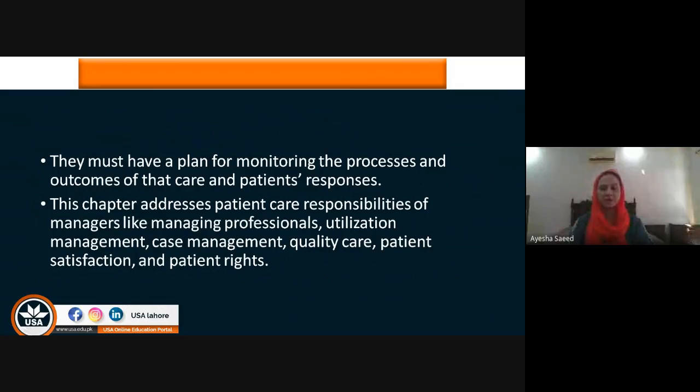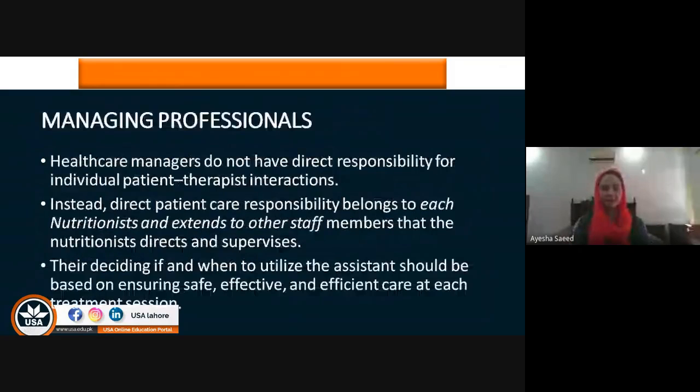This chapter addresses patient care responsibilities of managers like managing the professional, utilization management, and case management. Quality care, patient satisfaction, and patient rights. We will do these three topics in the next lecture. Today we are just going to be focusing on utilization management and case management.